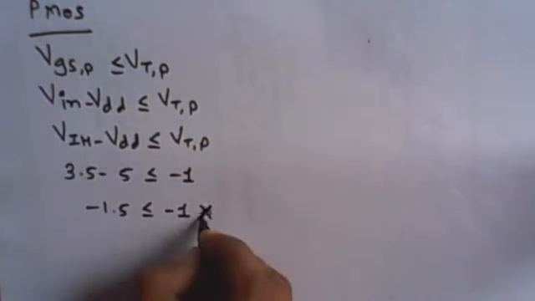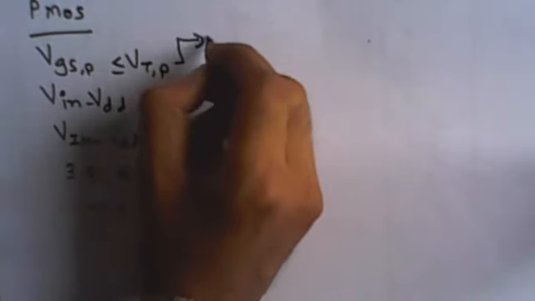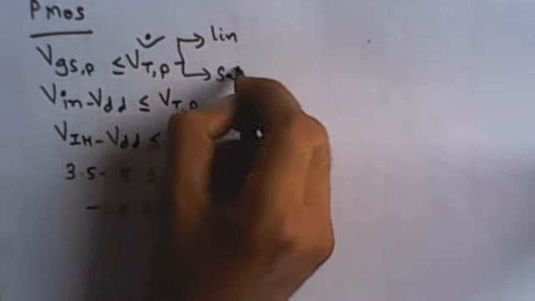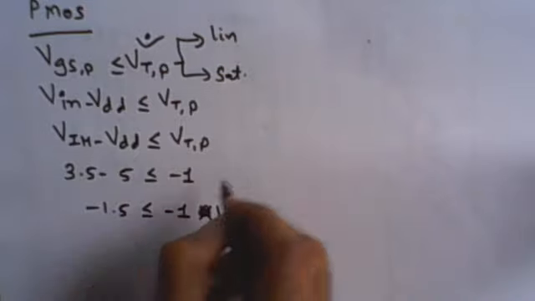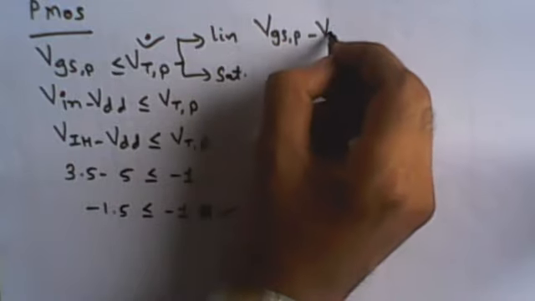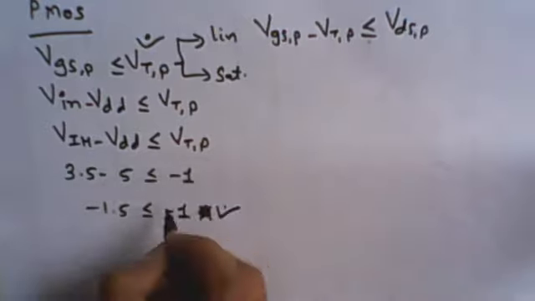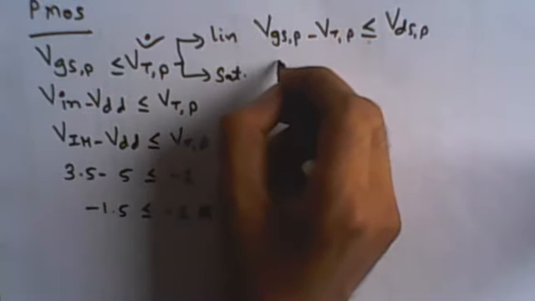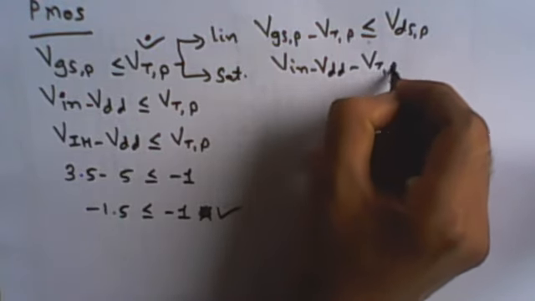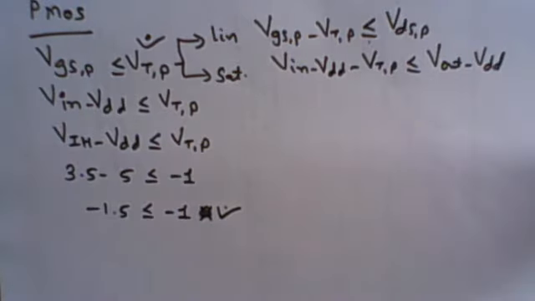Yes, sorry, this condition is satisfied. That means the pMOSFET operates either in linear or in saturation. So for the linear region, the condition is VGS of P minus VT of P, is it less than or equal to VDS of P or not? So VGS of P is the input minus VDD minus VTP. Is it less than or equal to Vout minus VDD or not?